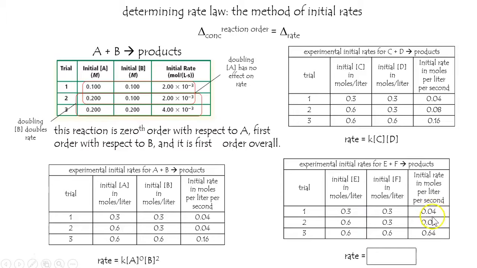So what did we say? 1st order for E, and for F, doubling it while keeping E constant as we must makes it go 8 times faster. 2 to the 3rd power equals 8. This is 1st order with respect to E, and 3rd order with respect to F, and 3rd order overall. These are 4 rate law experiments.